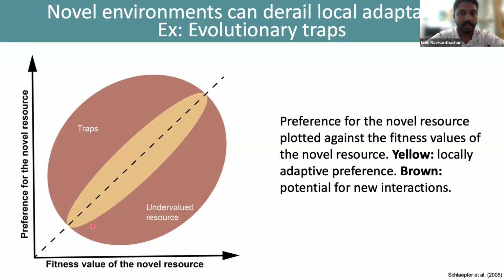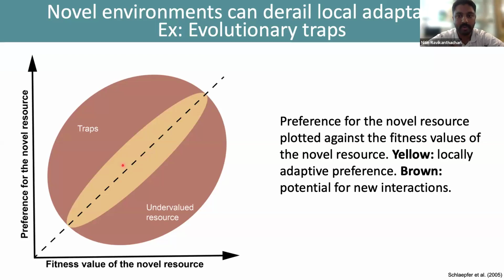So if we plot the fitness value of a resource against the preference for that particular resource, we would expect locally adaptive responses to fall along this yellow line. So what we expect is that the preference for a native resource should increase with increase in its fitness value for that particular resource.